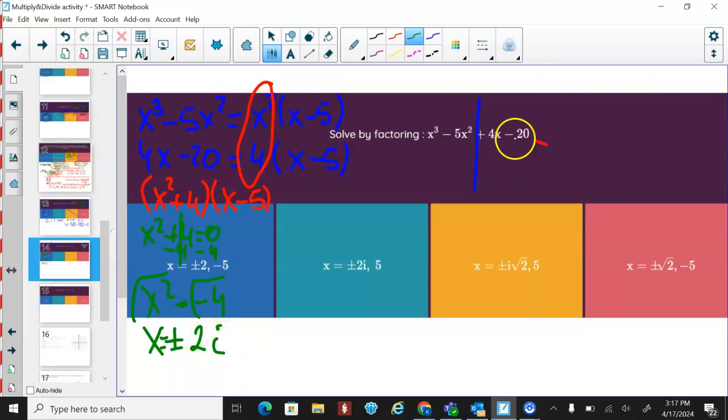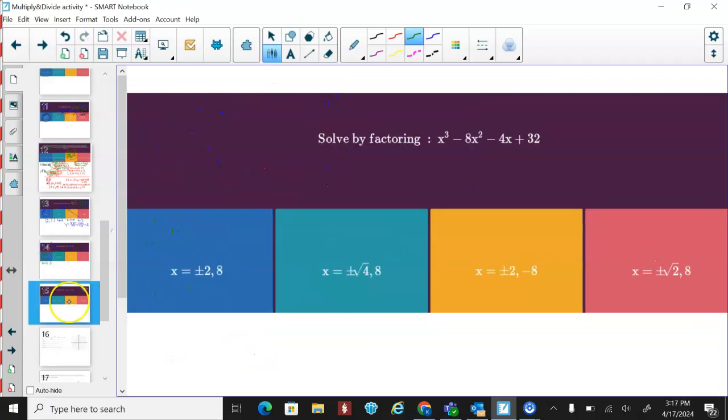Now, the second factor is x minus 5. We set this equal to 0. x equals 5. Okay, so 5 is the second answer. So the correct answer is this one right here. So yes, it can be i underneath the radical.